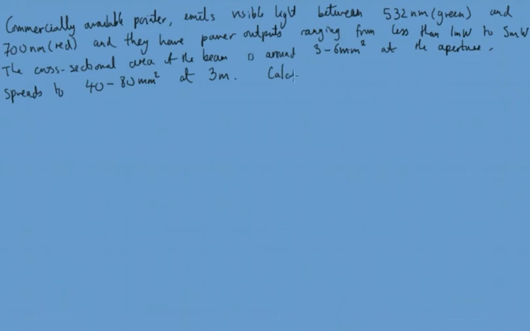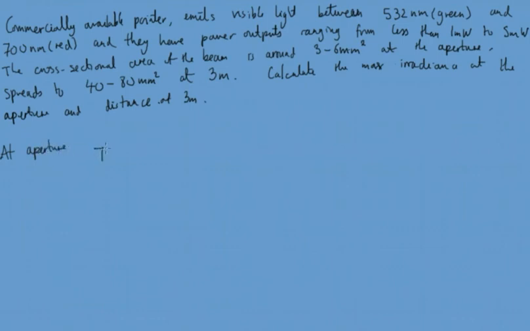Calculate the maximum irradiance at the aperture and at a distance of 3 meters. So this data is for the kind of range of different laser pointer pens that you can buy. So let's think firstly at the aperture.